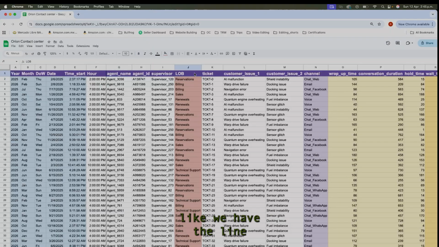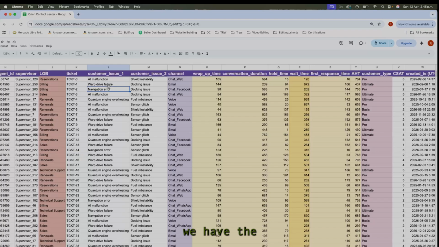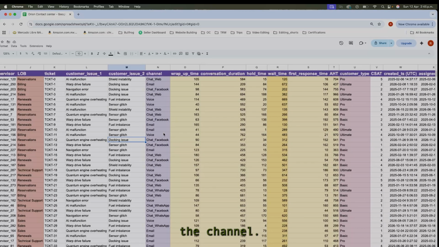Like we have the line of business, which you'll understand that sometimes people call because something on their technology is malfunctioning, or if they want to renew their service, or if they want to buy a new service or a new technology. We have the ticket for reference, the unique identifier. We have the reason why they're calling, the channel, if this is via email, WhatsApp, Facebook.